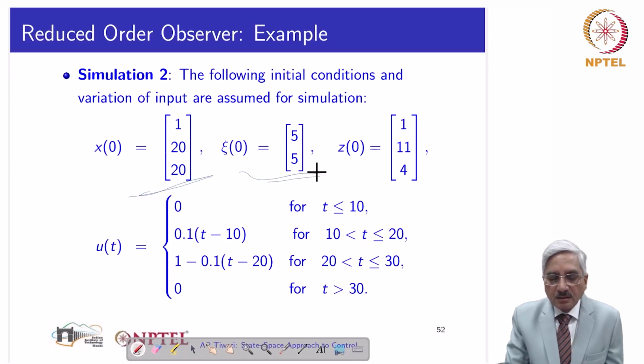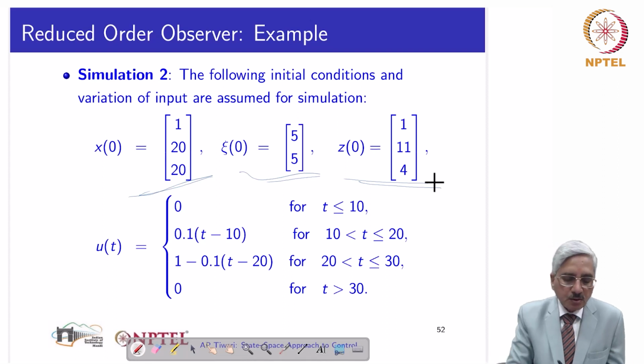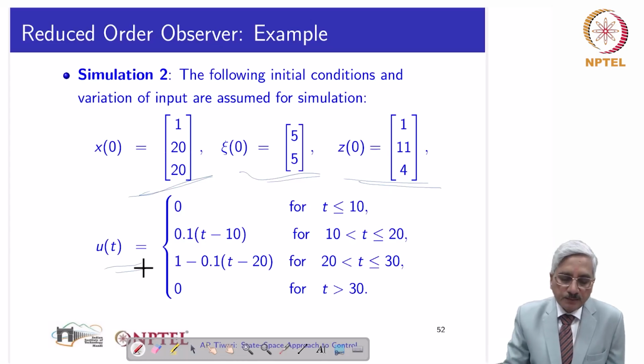However, the states xi and correspondingly the z are not at equilibrium. They are away from equilibrium, deviating from equilibrium. And what we do, we are also subjecting the system to input variation. So this input is 0 up to 10 seconds. Between 0 and 10 seconds it is 0.